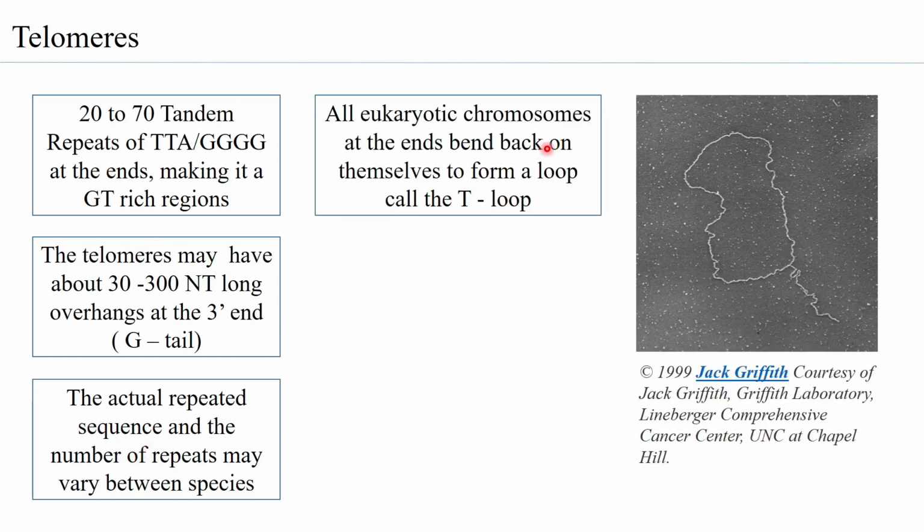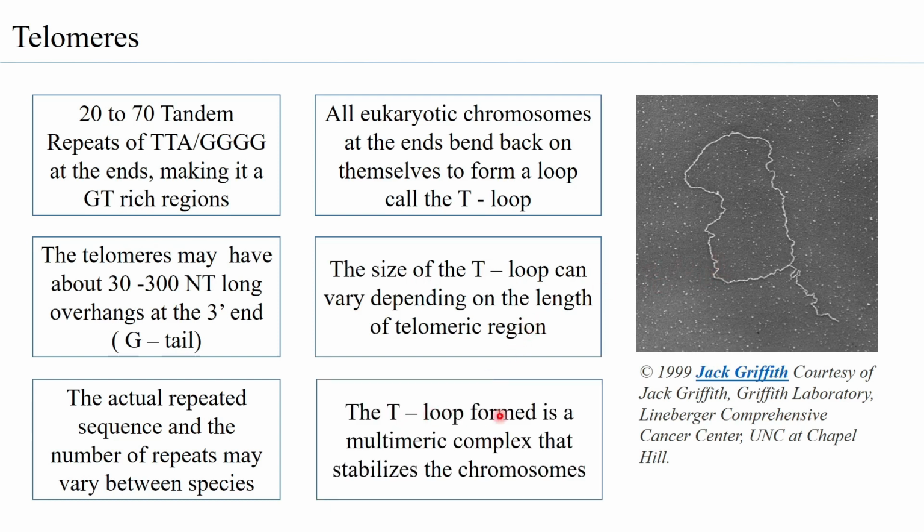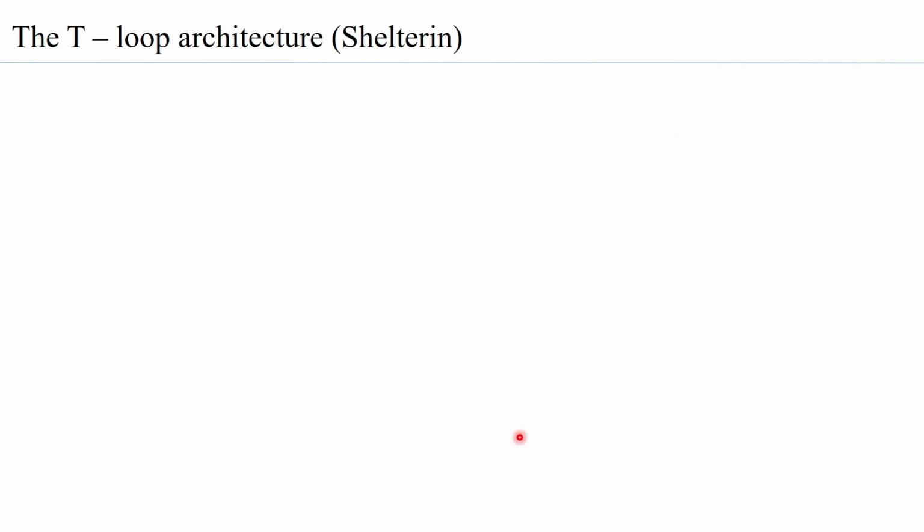Now, all eukaryotic chromosomes, at the ends, bend back on themselves to form a loop. What you see over here is a human telomere, or human T-loop, and the size of the T-loop can vary depending on the length of the telomeres. The T-loop formed is further stabilized by many multimeric proteins binding to it, and this forms what is called the telomeric complex.